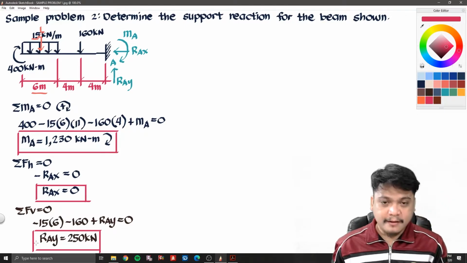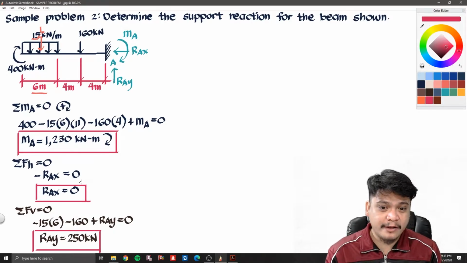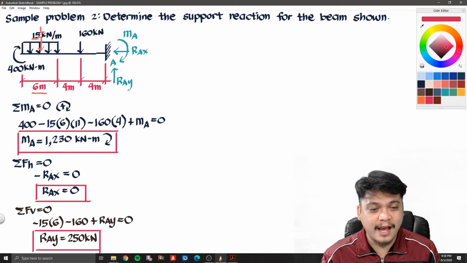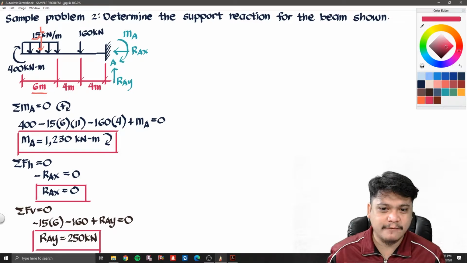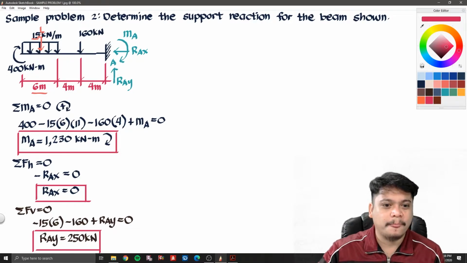Okay, if you take the resultant of the two, the RAX and RAY, RAX is 0 naman. So technically, the reaction is only the vertical. Okay? Question on that? So that is for problem number 2.